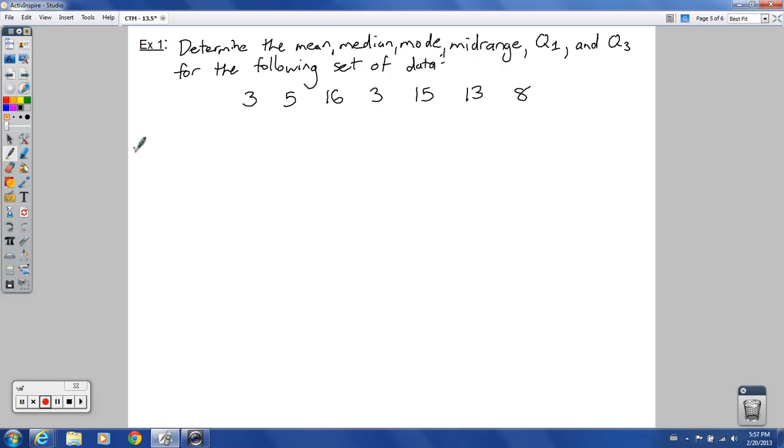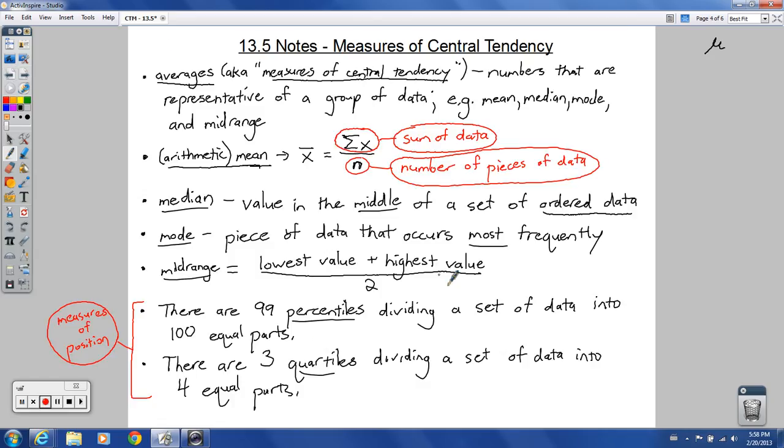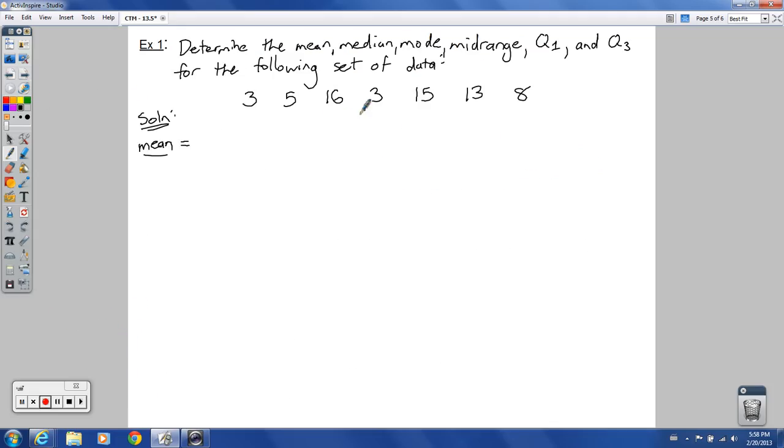So let's start off with what I put first here, mean. What is the mean for this set of data? So here's my solution down here. Solution for the mean, how do we find this? Just like we had said back here, go back to your definitions if you forgot. You're going to add it all up, sum of the data, divided by how many pieces of data there are. There are 7 pieces of data, and you're going to add these numbers all up.